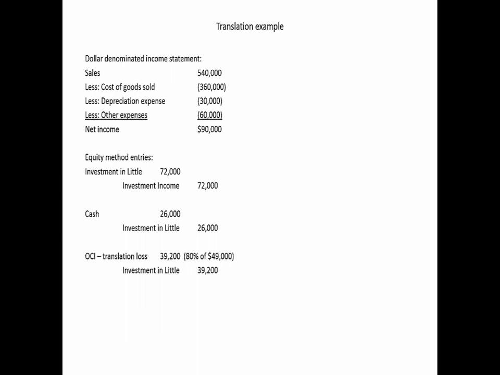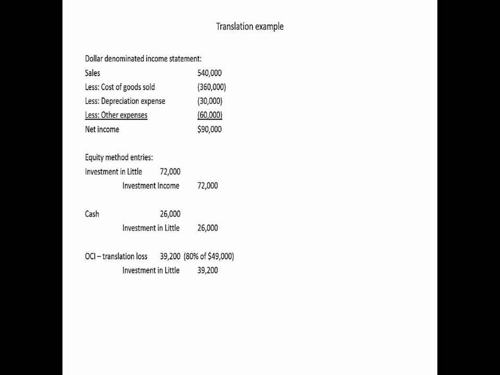And we also get 80% of that $49,000 translation loss. So at this point, you can sort of see where this is going. If you were to visualize the worksheet for the consolidation, under the parent's column, Big's column, we have $39,200 of other comprehensive income, translation loss. Little, in their column, has $49,000 of other comprehensive income, translation loss.